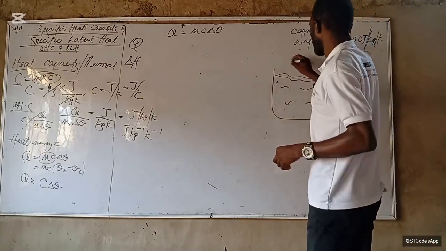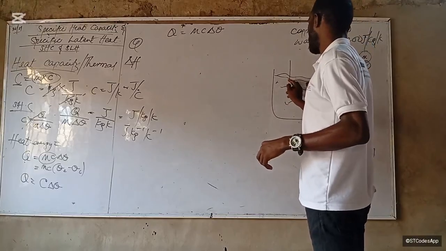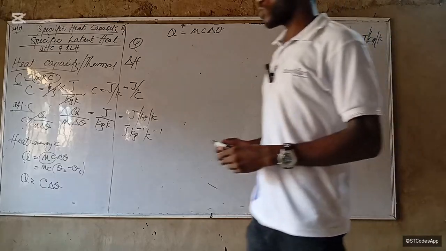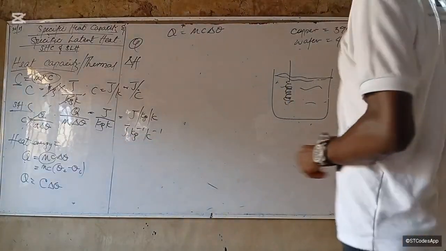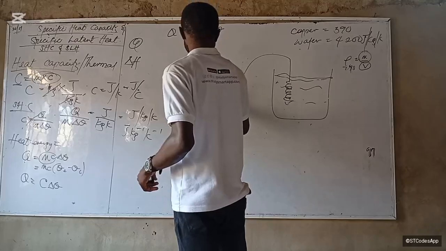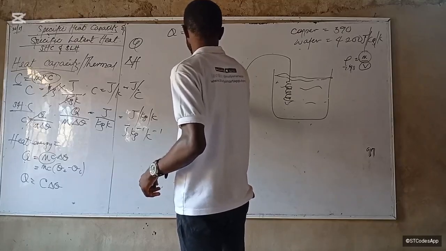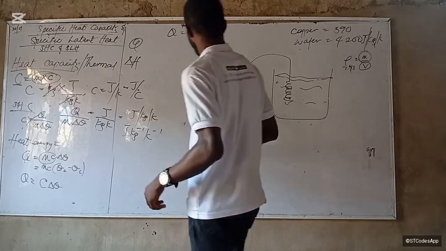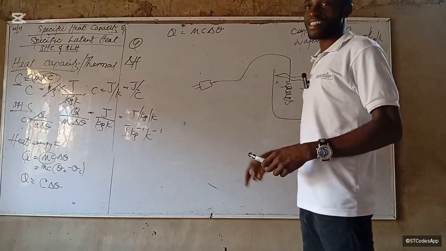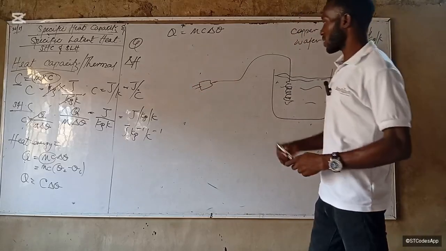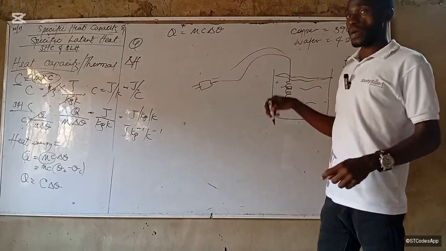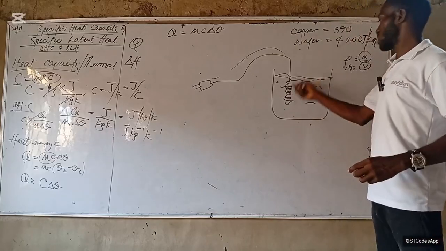So if you insert a water heater inside, we did this in class also. The water heater will be plugged to a circuit. So you plug it to a socket. By the time you plug it to a socket, current is going to be passed into this and it will generate heat here.